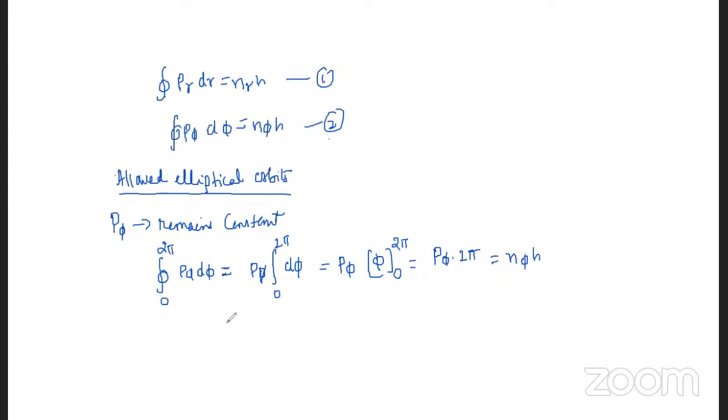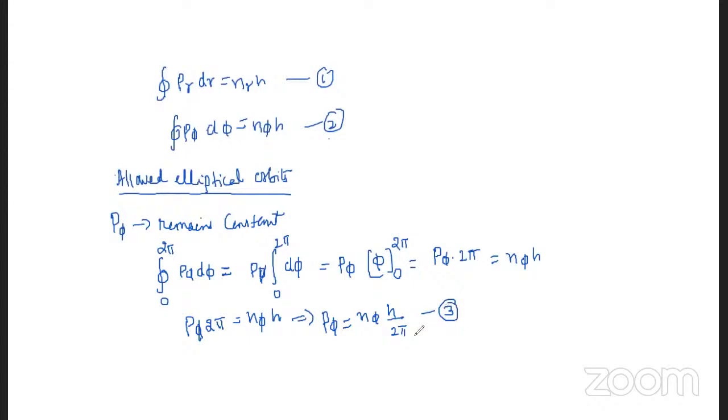So p phi times 2 pi is equal to n phi h. Therefore, the constant p phi is equal to n phi h by 2 pi. This is the third equation which we have.